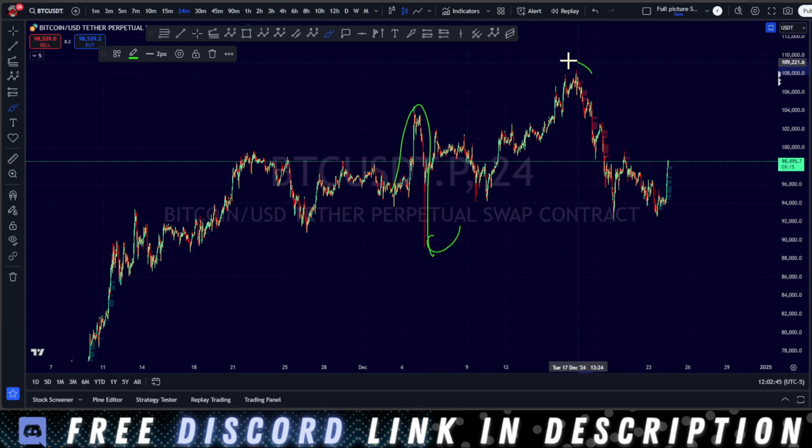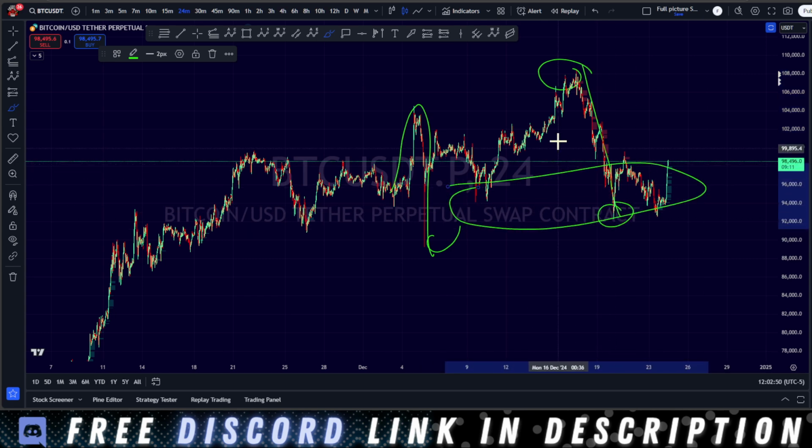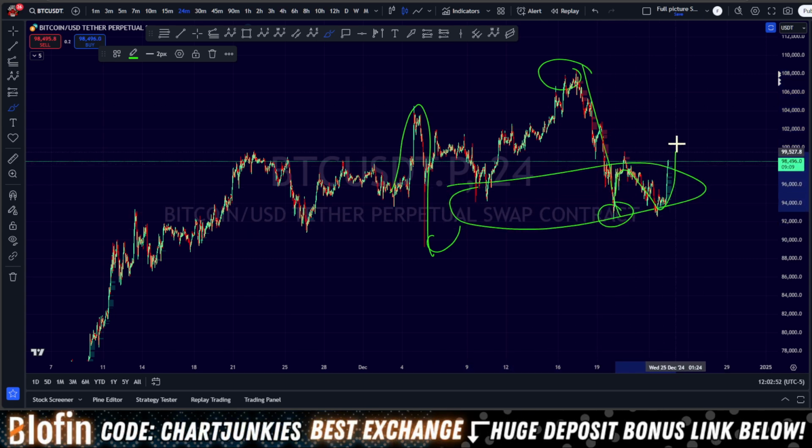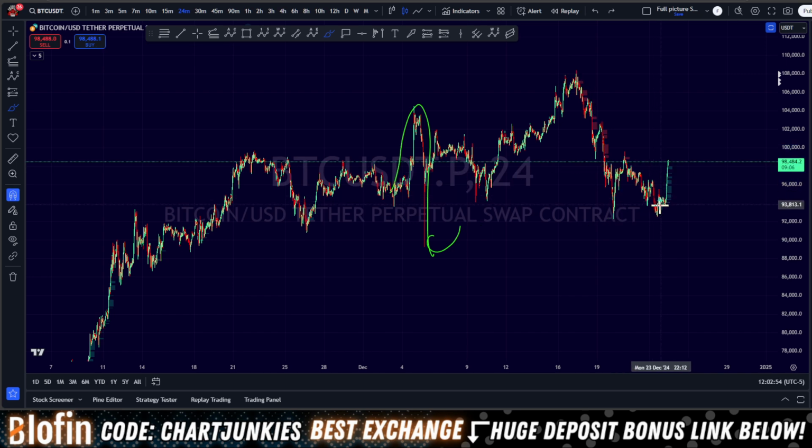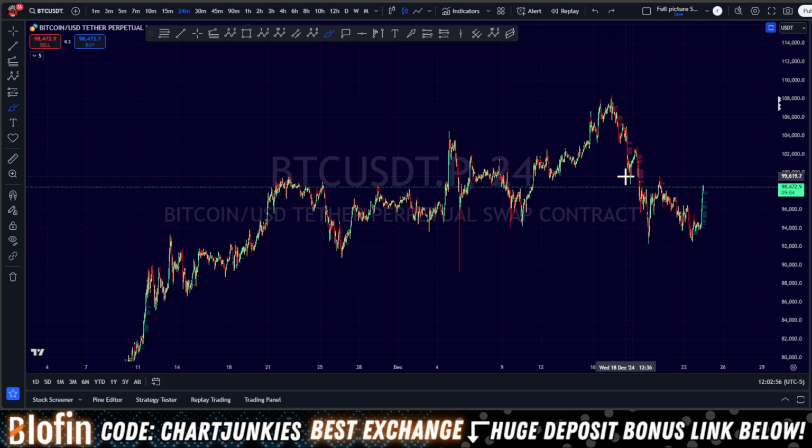We did get this move up. I called for a sharp move to the downside right here. Right in this area, we got that beautifully. I'm now calling for this up move here. We did get the start of that. I'm going to show you possible targets.